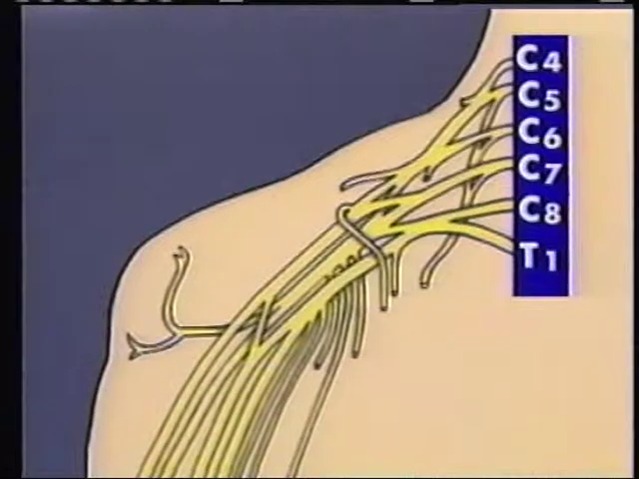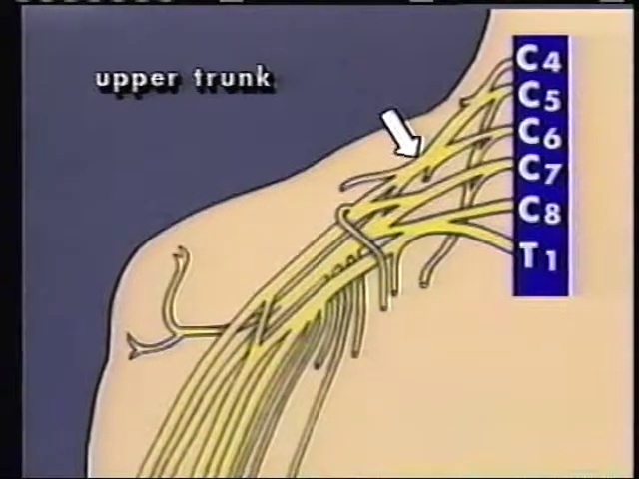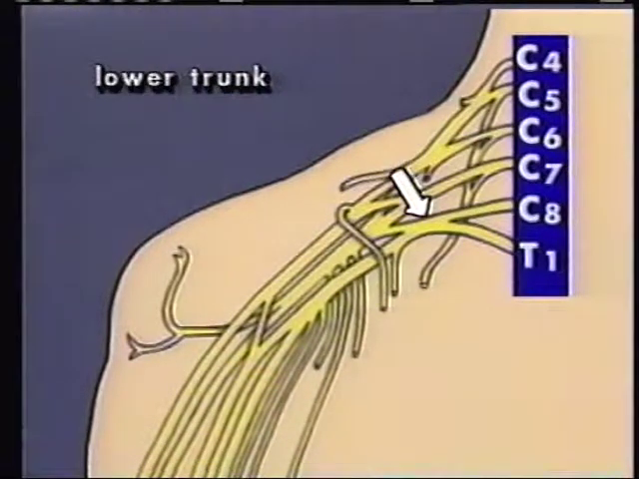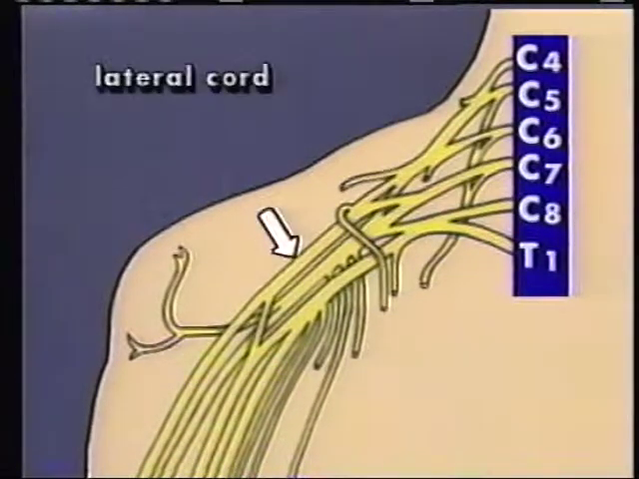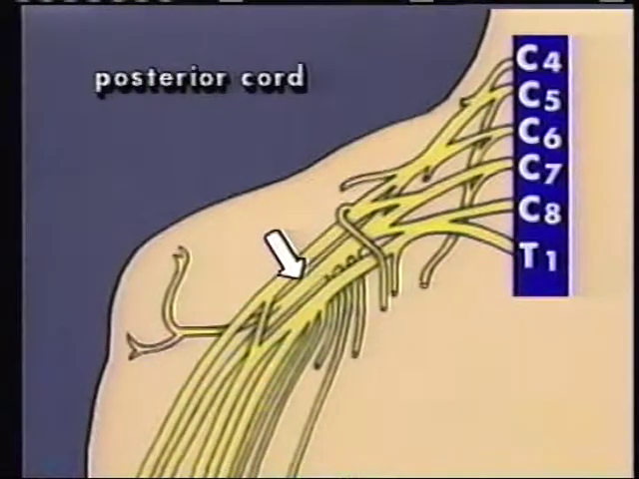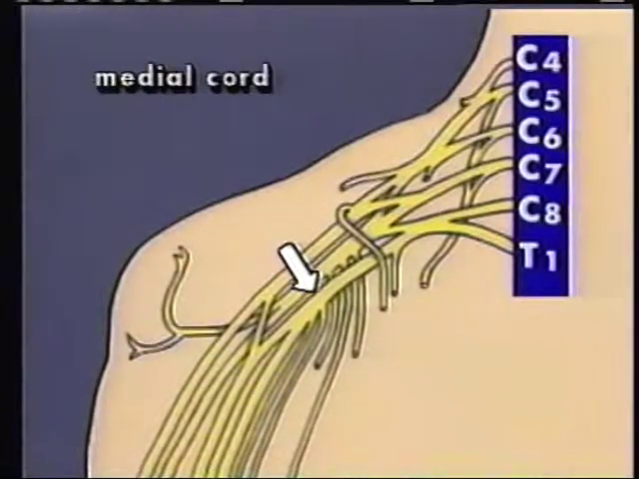Misleading term because a ramus contains both sensory and motor components, and a root is either sensory or motor. Roots reorganize to form the upper, middle, and lower trunks, with each trunk further dividing into anterior and posterior divisions. These divisions combine to form the lateral, posterior, and medial cords.